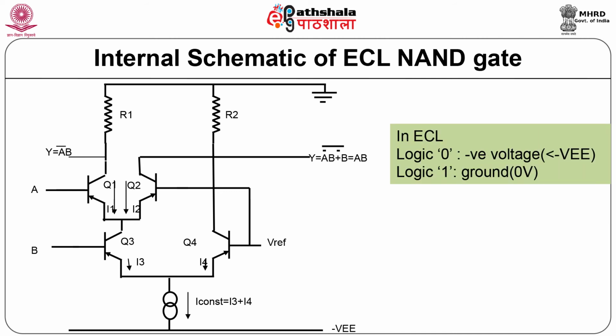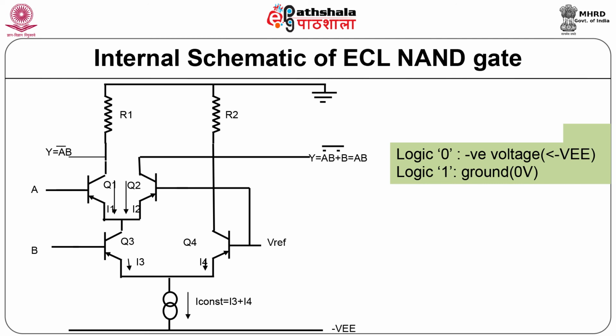Consider logic 0 as a more negative voltage and logic 1 as a less negative voltage, which is nearly equal to 0 volt. The conditions for inputs A and B are tabulated as shown. Consider A equal to logic 0 and B equal to logic 0. Both transistors Q1 and Q3 are on, thus carrying more current. One can observe that I4 is constant and I3 is equal to I1 plus I2.